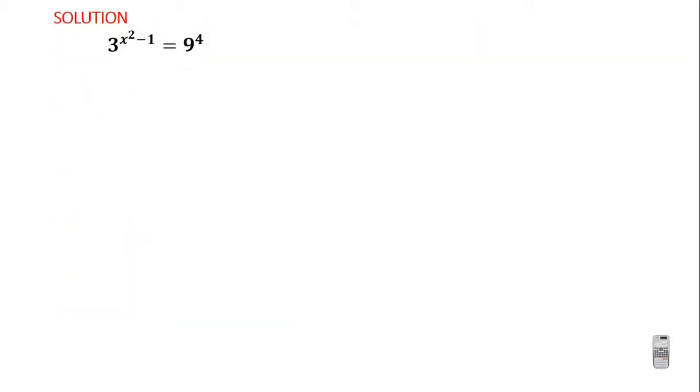So let's consider the question for this video. 3 exponent x squared minus 1 is equal to 9 exponent 4. As we've been doing all along, when we are given this exponential equation, our main goal is to make sure that the base on the left hand side and the base on the right hand side are the same, so that we can equate the exponents. The base on the left hand side is 3. The base on the right hand side is 9.